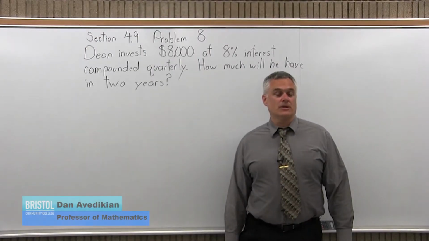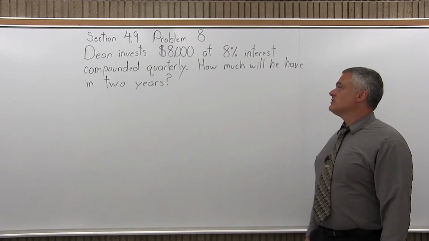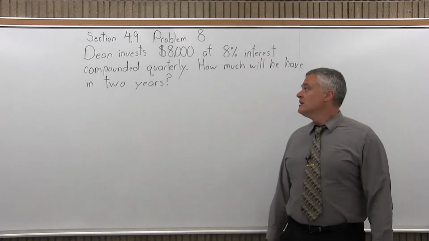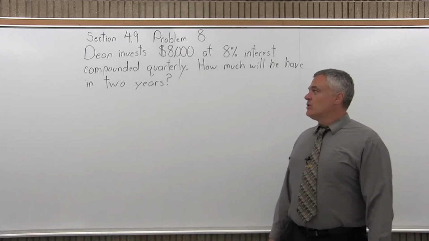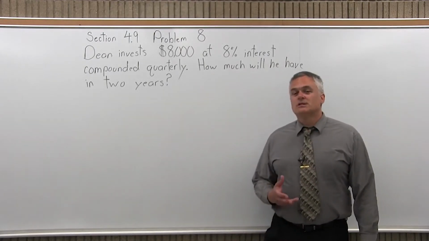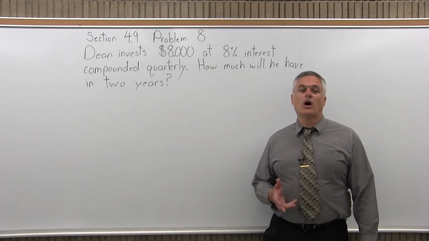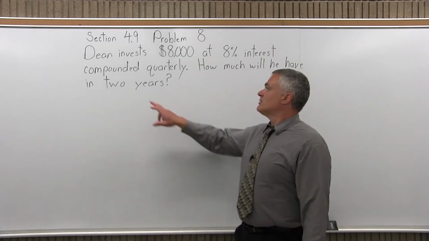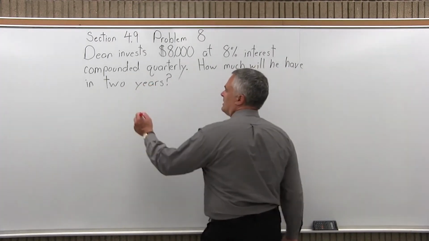This is Section 4.9, Problem 8. It says Dean invests $8,000 at 8% interest compounded quarterly. How much will he have in 2 years? For any of these problems, the first thing you need to do is decide which of the two formulas from this section you're going to use. There's a simple interest formula and a compound interest formula. This one mentions compounds specifically, so we're going to use a compound interest formula.